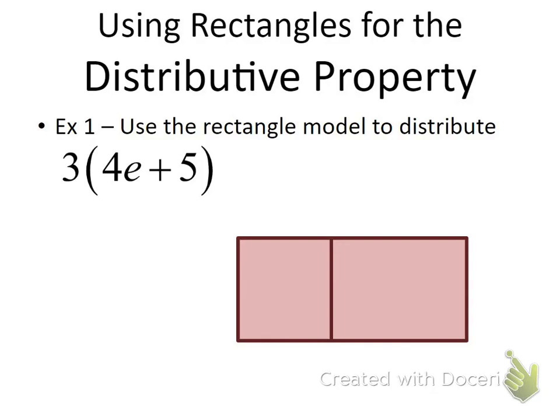So in our opener, you guys told me that the number on the outside of the parentheses is going to represent the what? Height. The height. So what's my height of these rectangles? 3. The 3. So this is going to represent my height.